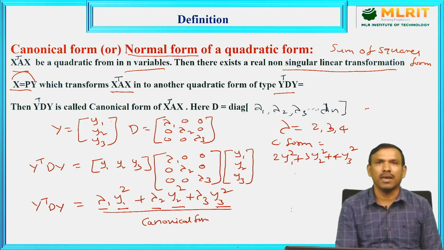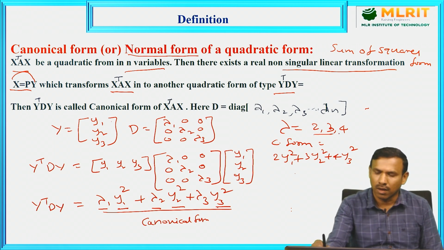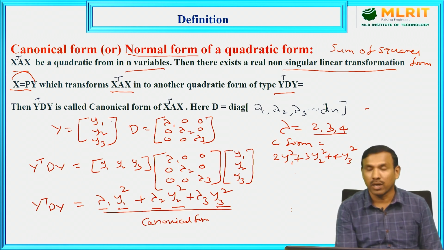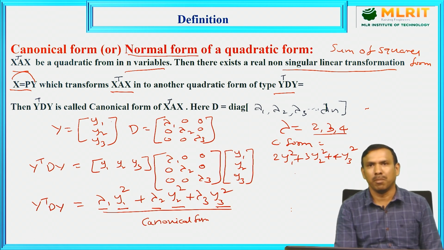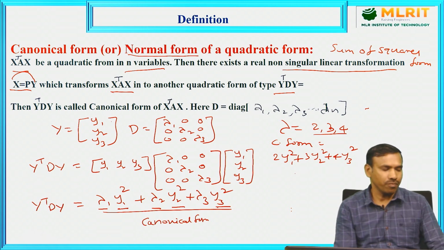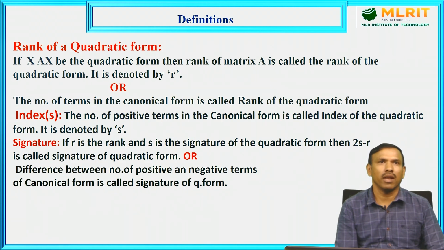Now clearly, depending on the eigenvalues, you will have the canonical form. If you find the eigenvalues properly, then you can get the canonical form. But the canonical form can be reduced by many methods, that also we will discuss. Now, let us find the rank, index, and signature of the quadratic form, which we call the properties of the quadratic form.